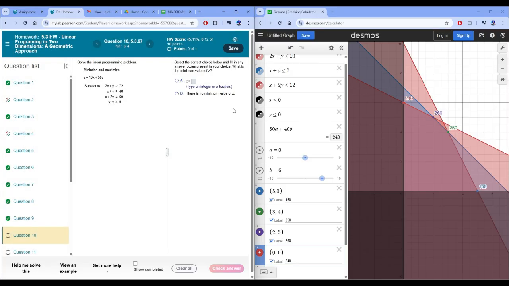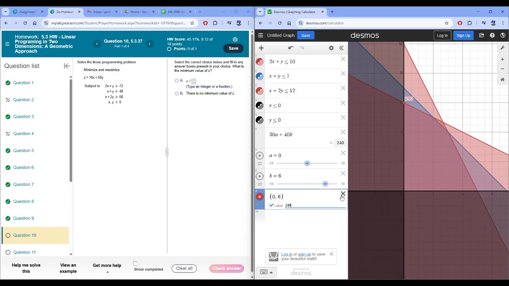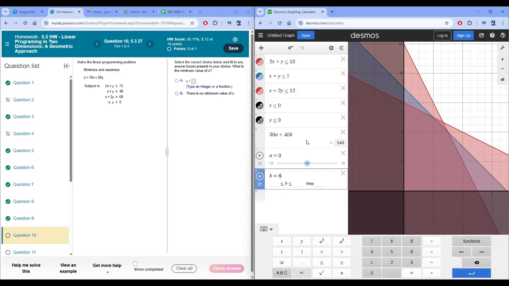All right, so there you go. So this was a little extra, but I like that. That was pretty cool. I get rid of my points now, and the slider right there.